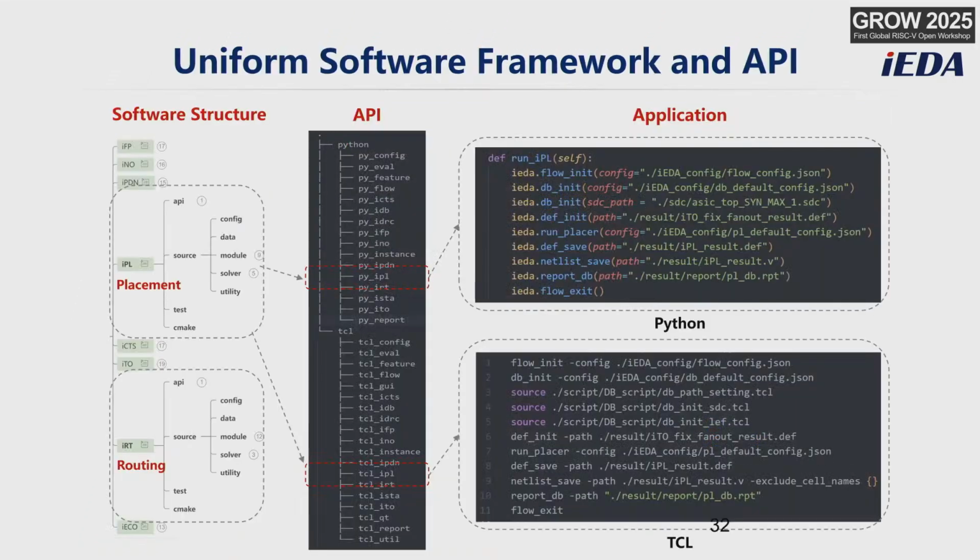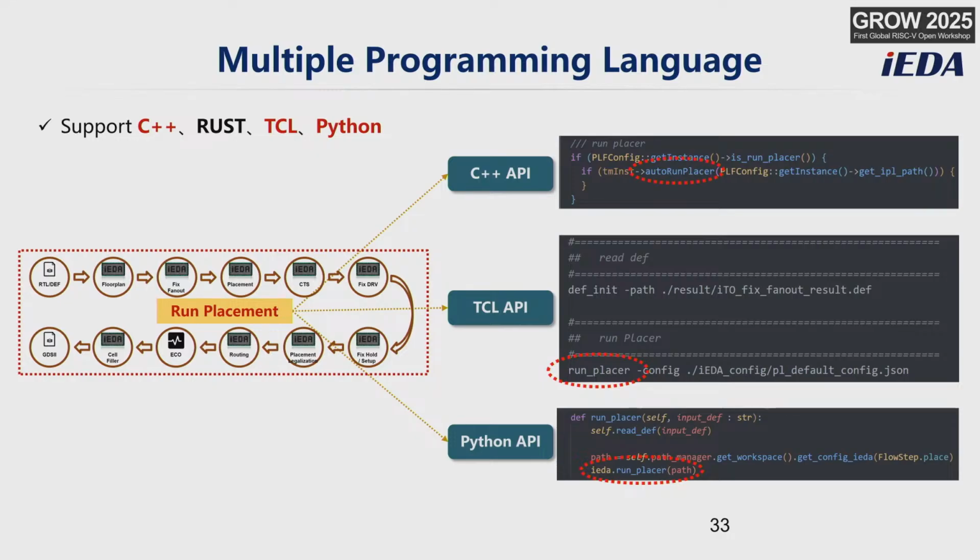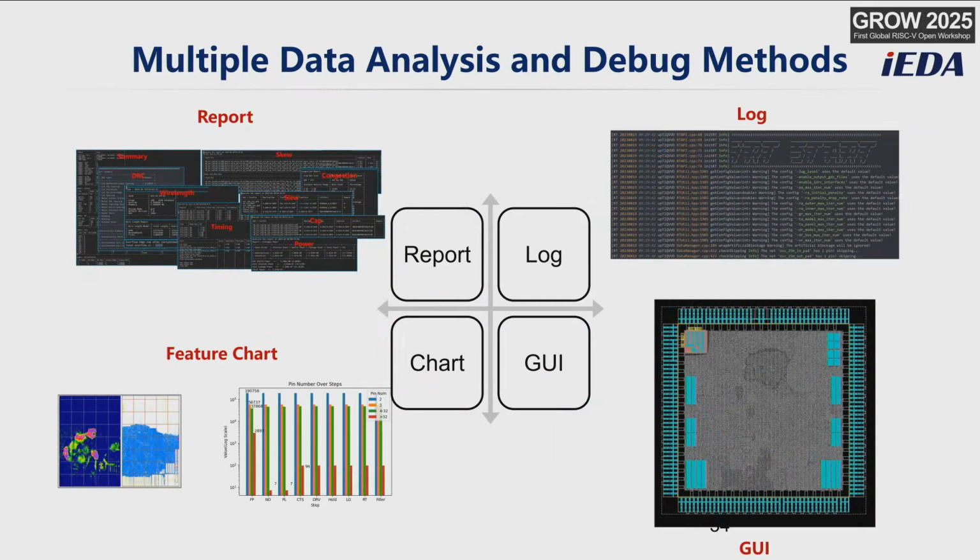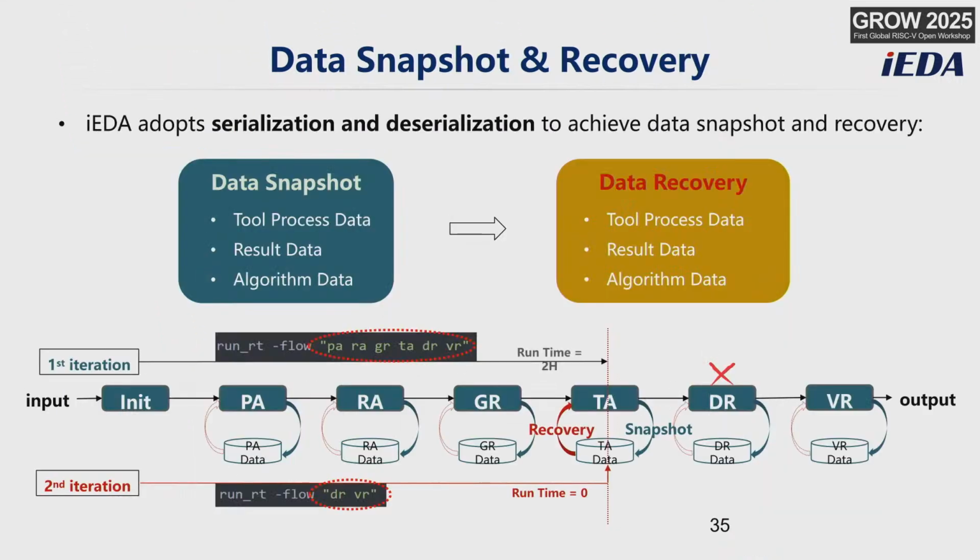For example, this is the software framework of the API, and this is the multiple programming language interface. It can also provide multiple data analysis and debug methods to help speed up the development of the EDA tool. We can also have data snapshots and recovery by serialization and deserialization.